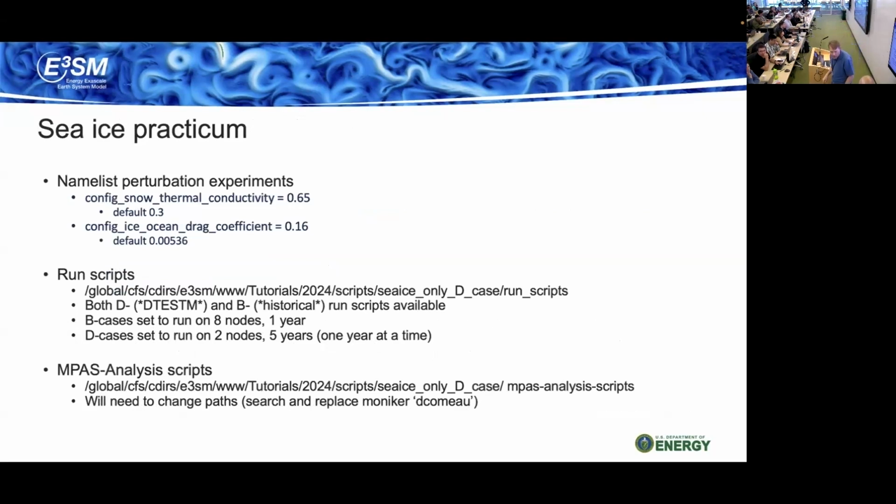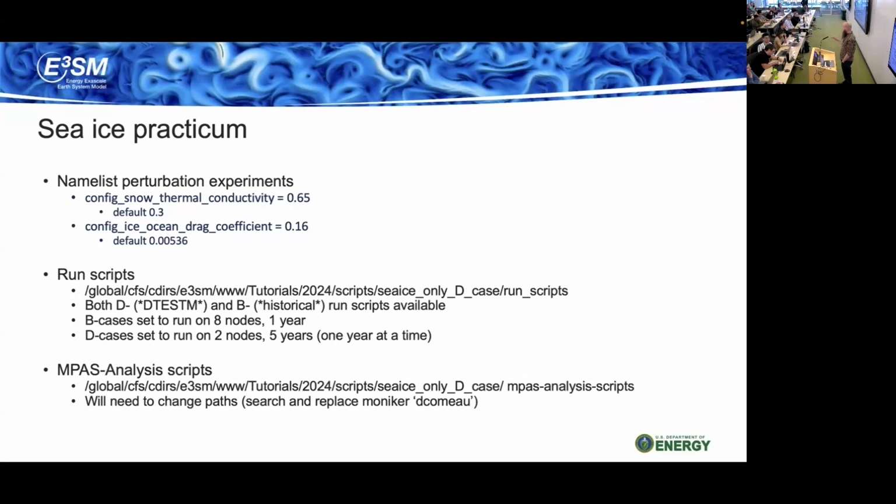Sure. So I have a couple of suggestions for doing namelist perturbation experiments. In the CICE models, we've chosen two that we know that the model is quite sensitive to, so we'll be able to see impacts. One is changing the snow thermal conductivity, and the other is the ice-ocean drag coefficient. Now I prepared run scripts for these in the path that I'm showing here. I prepared both D and B case run scripts.